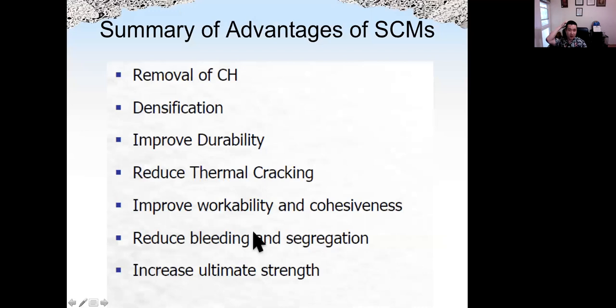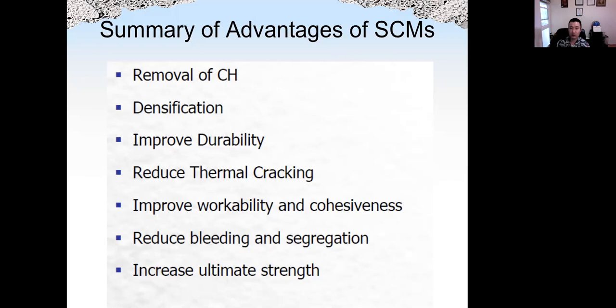The summary of advantages of SCM. Because of pozzolanic reaction, they will remove calcium hydroxide. They will generate more CSH. So they will densify concrete, make it less permeable, improve the durability, reduce thermal cracking. So the temperature change will be less extreme, so reduce potential for thermal cracking. Improve workability and cohesiveness, so the fresh property of concrete will be better. Also reduce bleeding and segregation.